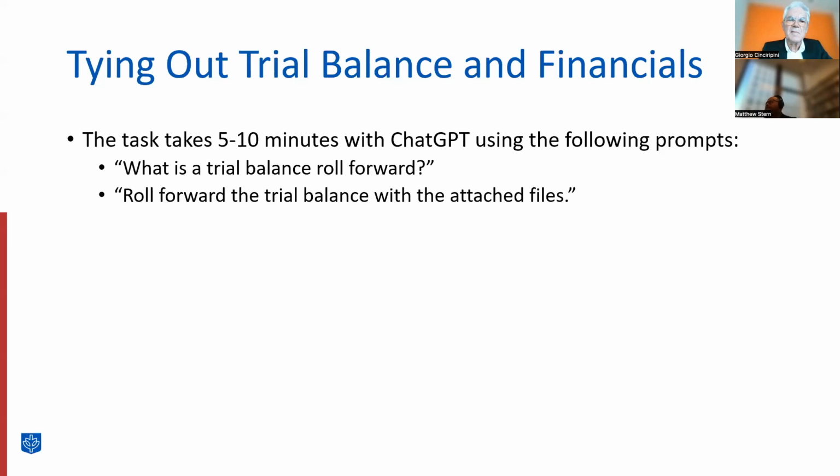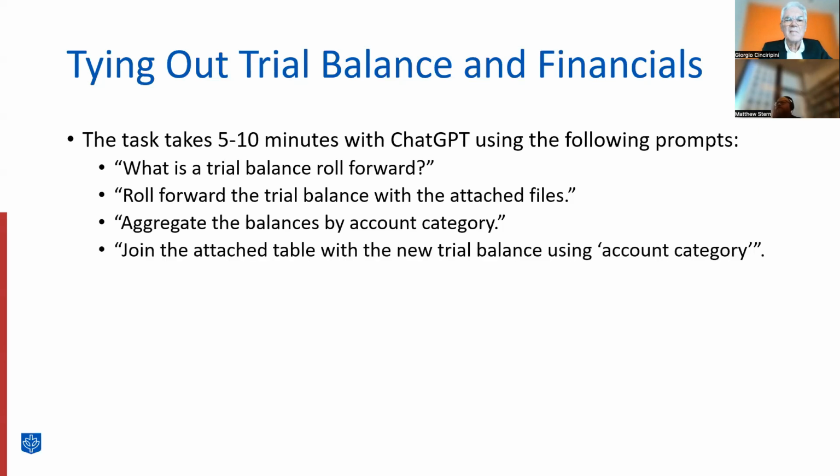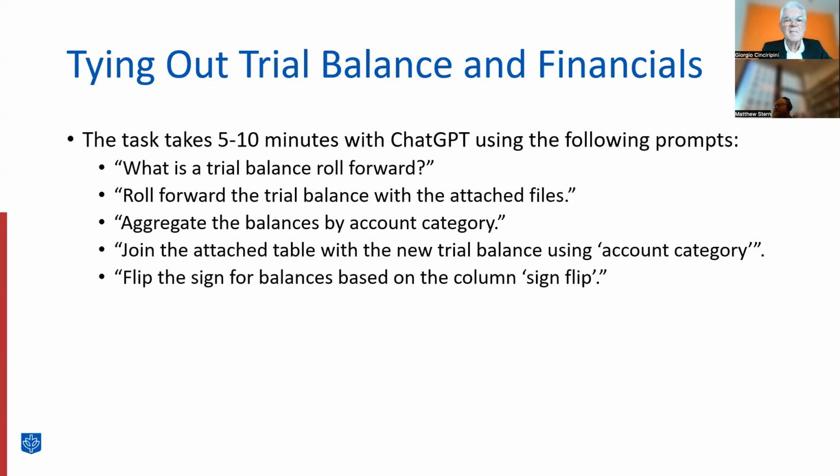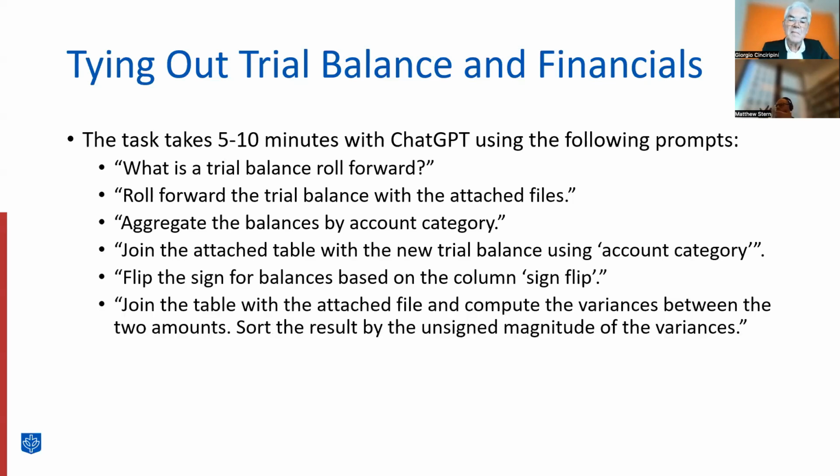Okay. From there, it's a little tricky because we have to, again, aggregate the balances in the general ledger so they match the financial statements. So we aggregate. Okay. Then I say join it with this other table. This other table is going to give me a connection between the account categories and the financial statements. I then ask it to flip the sign. And then I say join it with the financials and compute the variances.